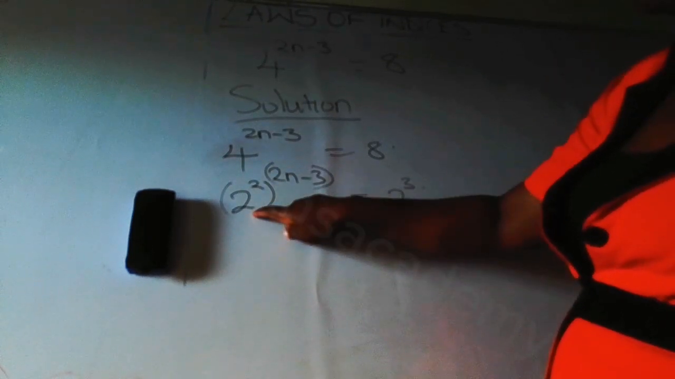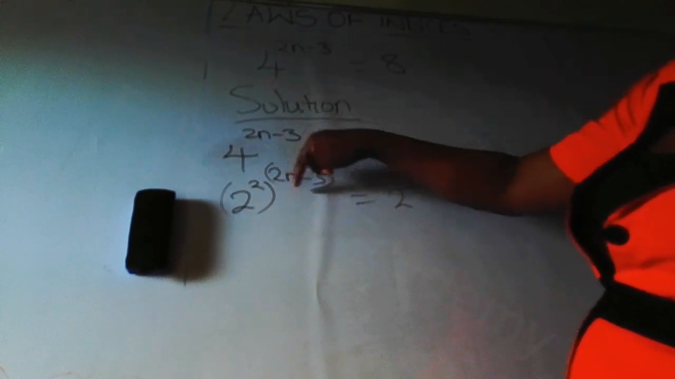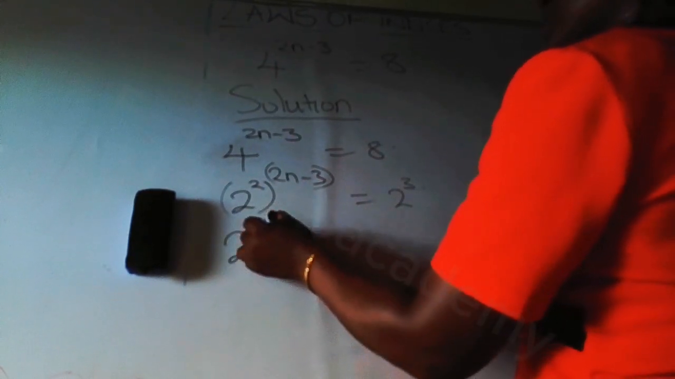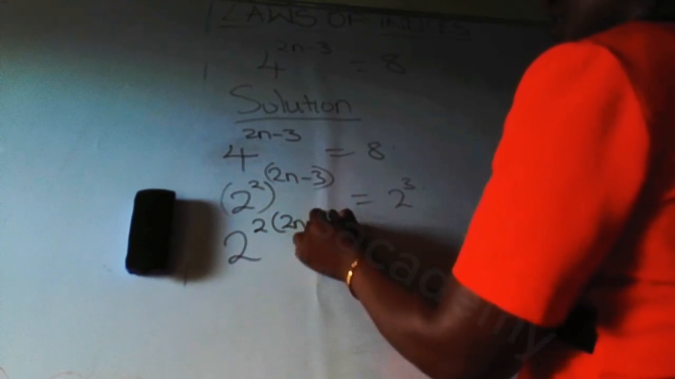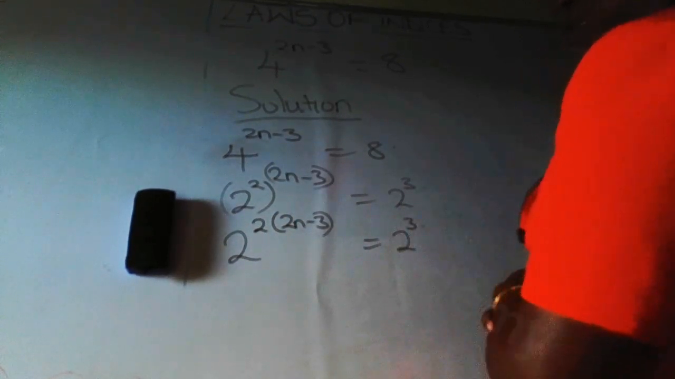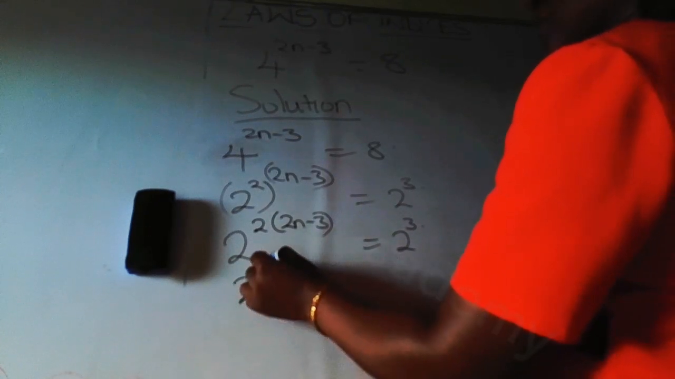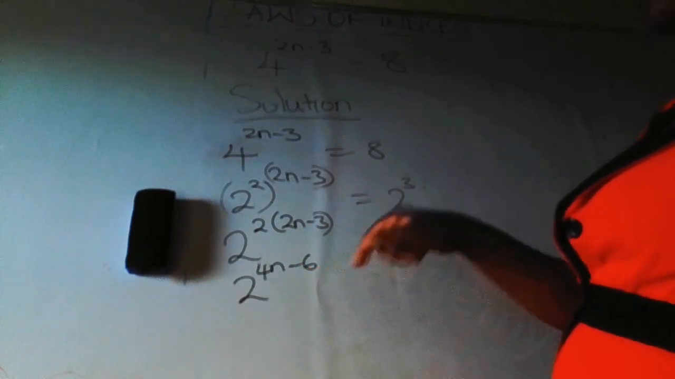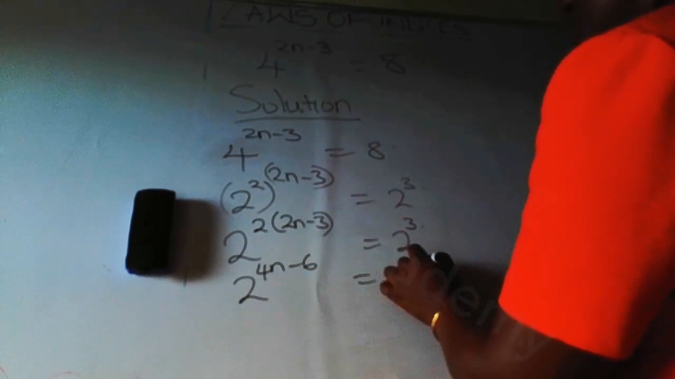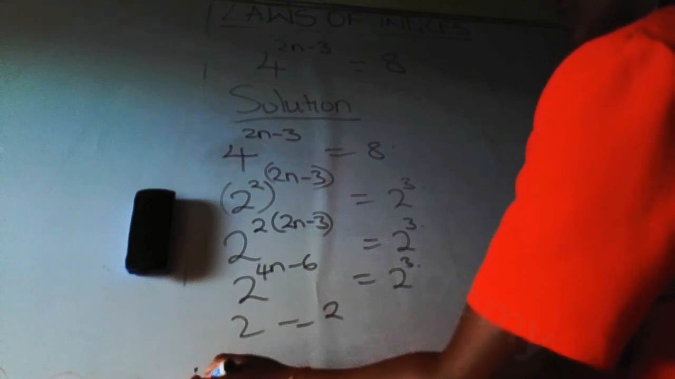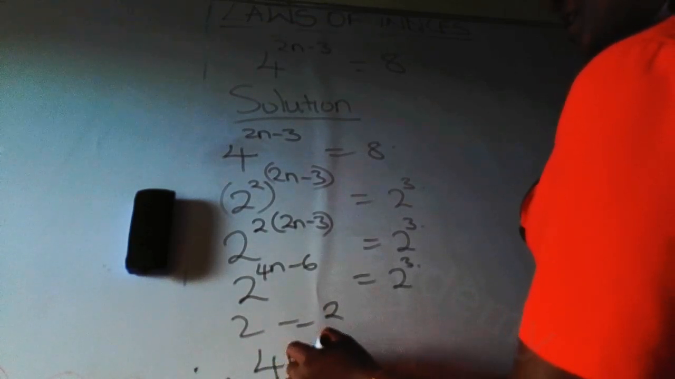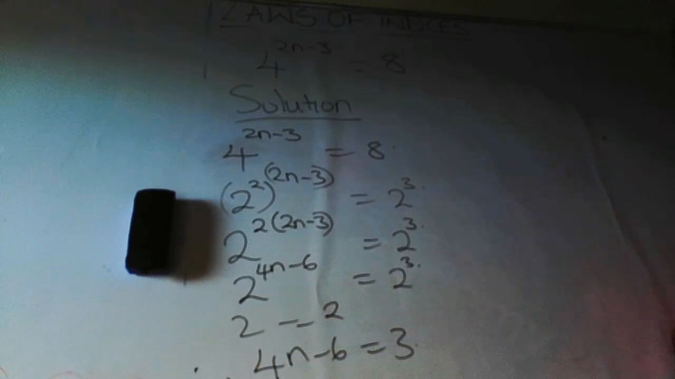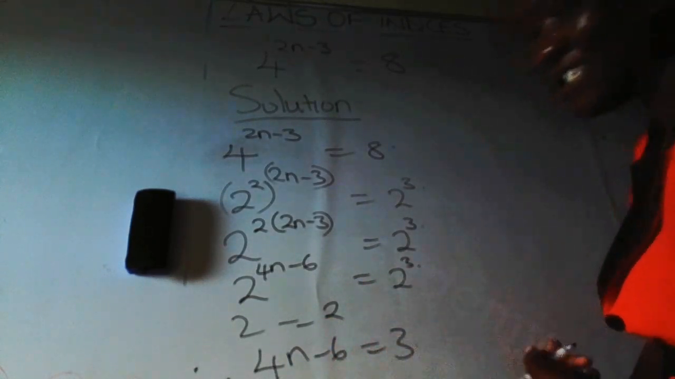We are raising 2 to the power 2 again to the power 2n minus 3, so it's a product of indices. We multiply these. So it's 2 to the power 2 times 2n minus 3 is equal to 2 to the power 3. So 2 to the power 4n minus 6, since 2 times 2n is 4n and 2 times minus 3 is negative 6, is equal to 2 to the power 3. 2 is equal to 2, therefore 4n minus 6 is equal to 3. Then you can now solve for n.